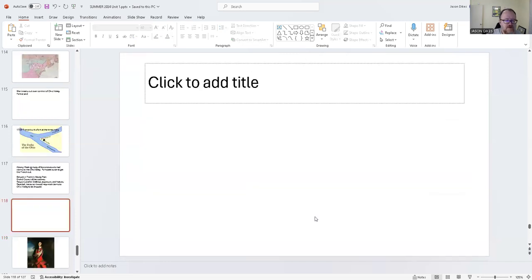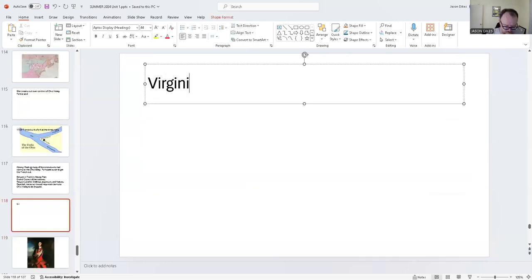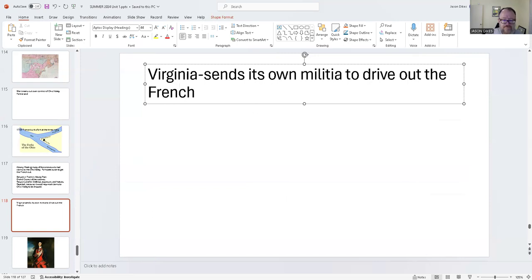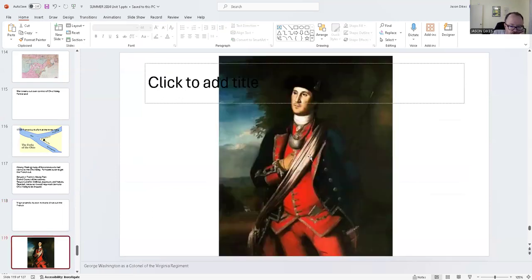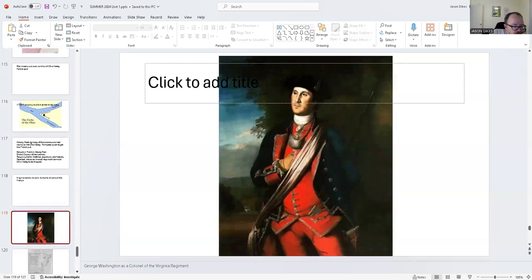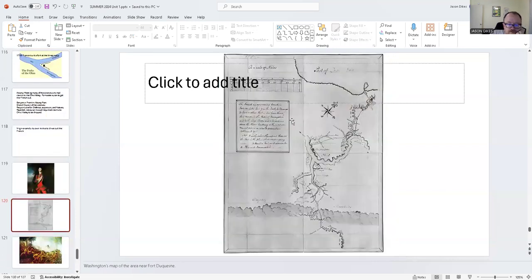Well, Virginia sends its own militia to drive out the French. And that is led by George Washington, who was a colonel of the Virginia Regiment. Washington did a little mapping while he was out there. He is a surveyor, so this is the Ohio, and you can see the other two rivers. So Fort Duquesne would be right about in here.